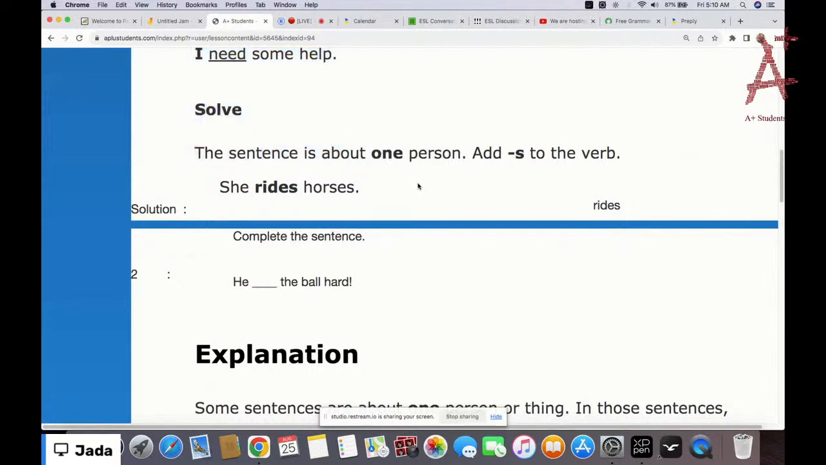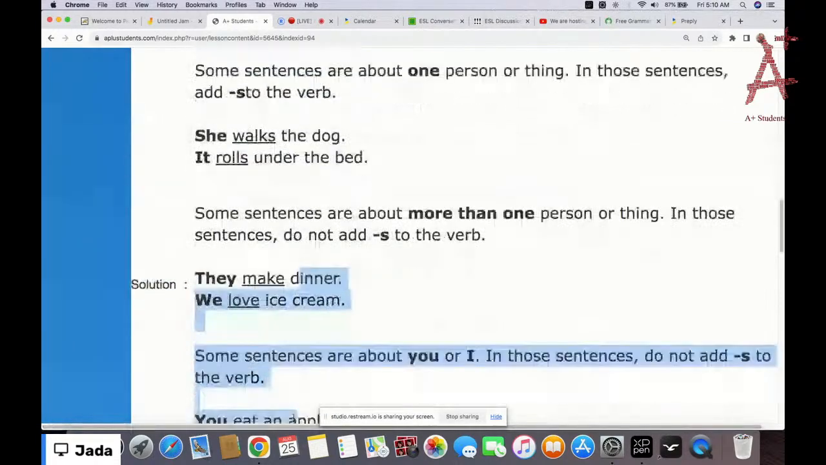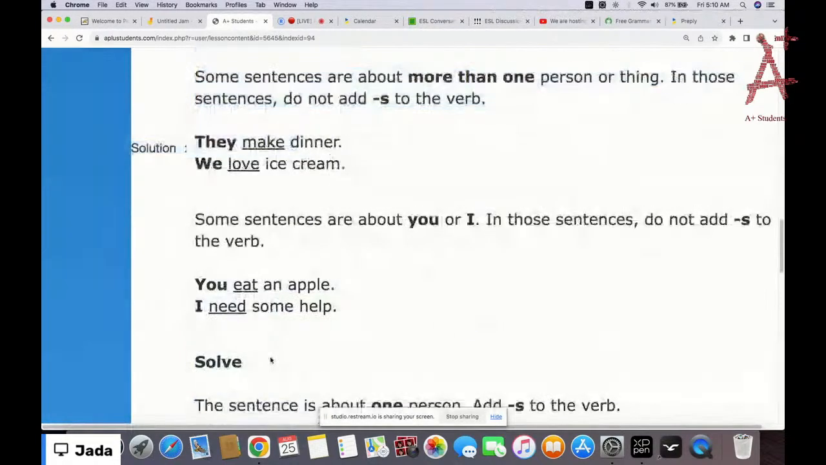Once it's one person talking about one person, then you add an s to it. But if it's talking about more than one, then you do not add an s. So she rides horses. Okay, she rides horses. "He dash the ball hard." He again shows that it's talking about only one person. So since it's talking about only one person, you need to add an s to the verb.